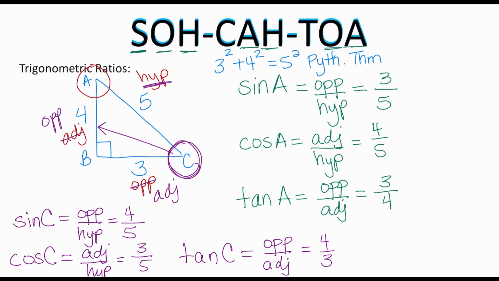Okay, so hopefully this video has helped you so that you can remember sine, cosine, tangent, SOH CAH TOA: sine opposite over hypotenuse, cosine adjacent over hypotenuse, TOA opposite over adjacent, and it all depends on which acute angle you're working with.